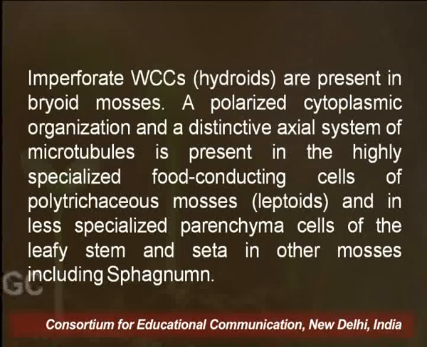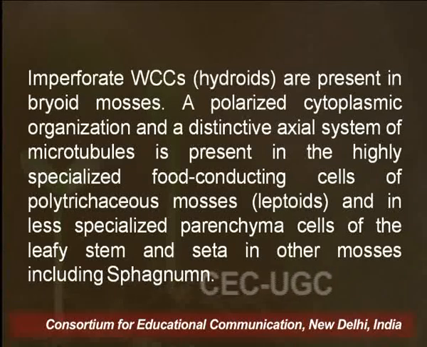A polarized cytoplasmic organization and a distinctive axial system of microtubules is present in the highly specialized food conducting cells of polytrichous mosses. Such food conducting cells are also termed leptoids, and amongst the less specialized parenchyma cells of the leafy stem they are also found, and they are also found in the seta of other mosses including Sphagnum.